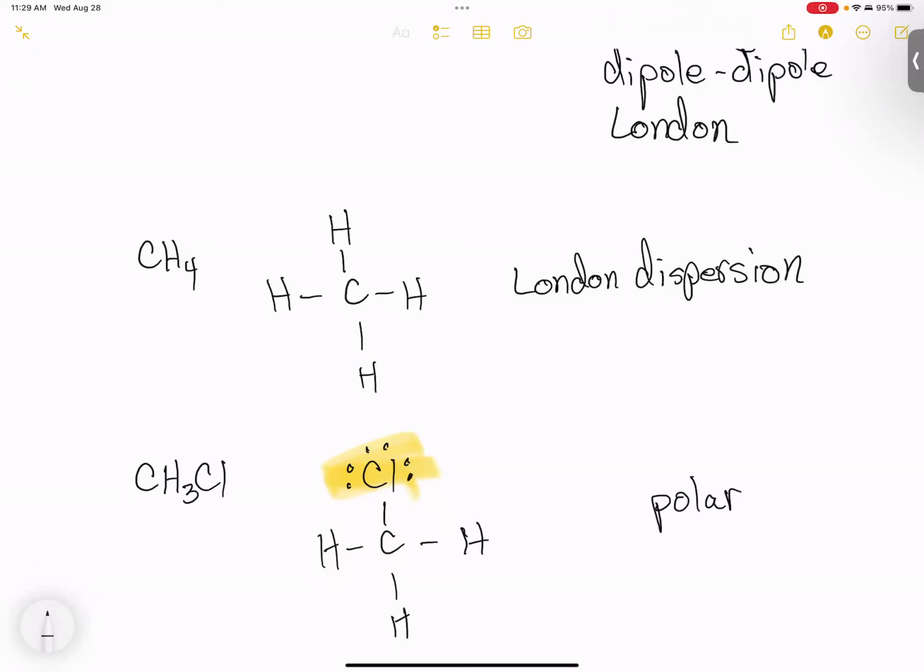Are they ever going to have to know what direction it's going towards, like where the partial positive and partial negative are? Not at this time. You just need to be able to recognize if it's polar or non-polar. That's the main aspect to being able to recognize its intermolecular force. On the homework, I showed you the direction of polarity just to keep you up to date and help you remember things and why. But you don't have to be able to draw it. You just need to be able to recognize whether it's polar or not.